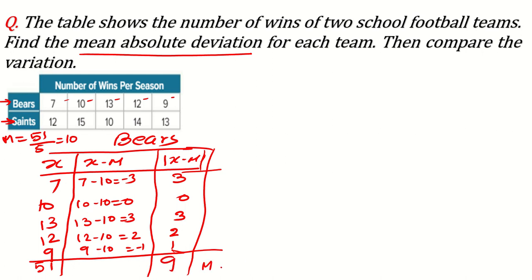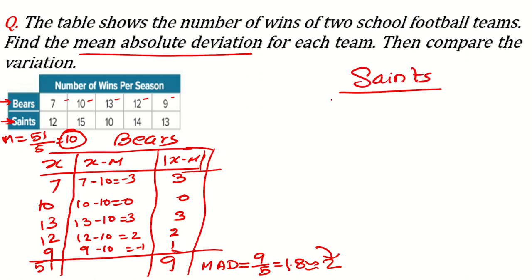So the mean absolute deviation, MAD in short, will be 9 over 5 because there are 5 numbers. It will be 1.8, or approximately 2, because here I have taken the approximation. So here also you can take the approximation. Similarly, you will find the mean absolute deviation for the other team also, the Saints. Like this you can solve the question. Now, what's the next question?